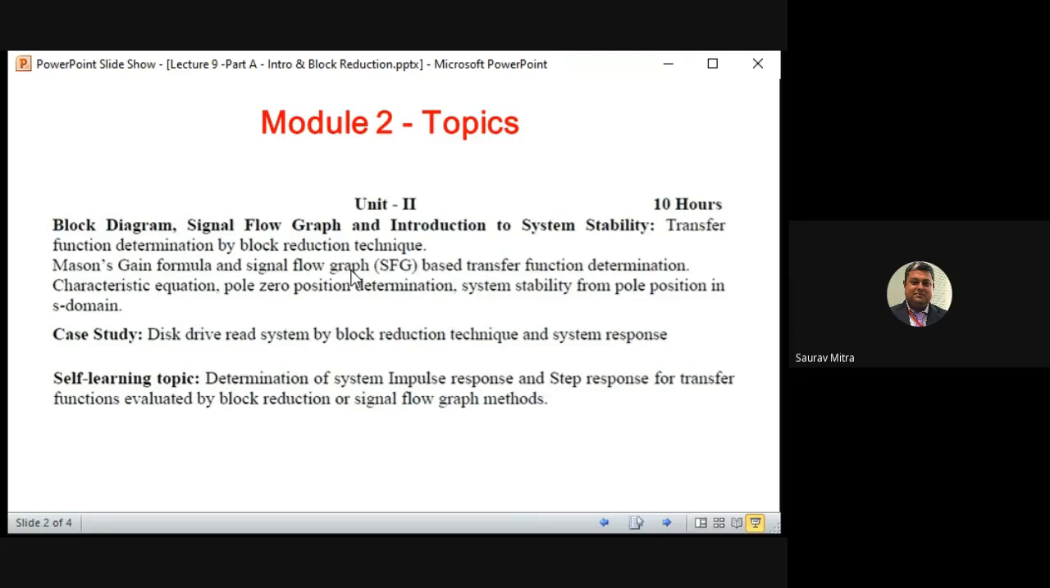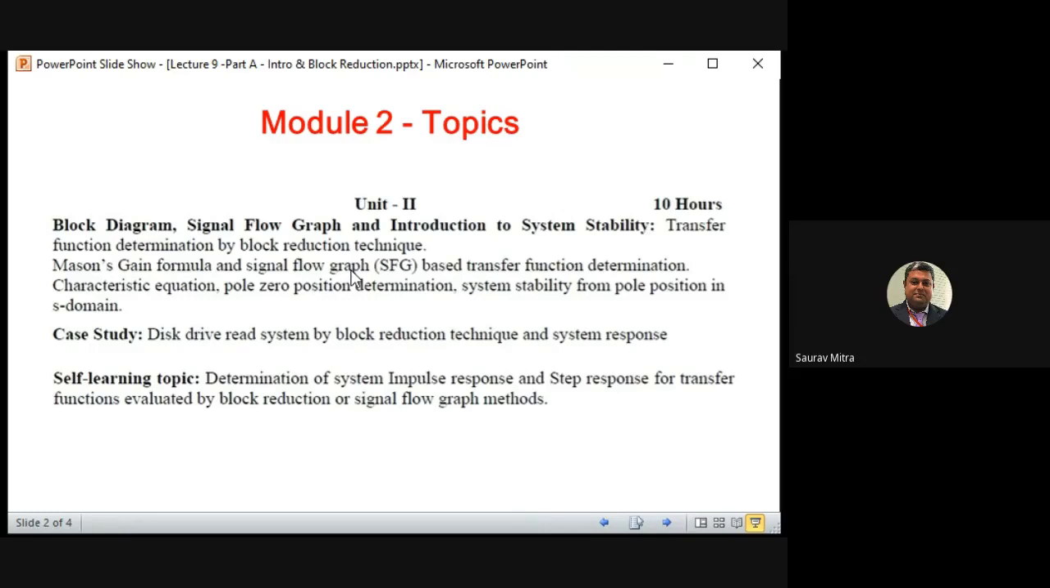And finally, after the signal flow graph and Mason's gain formula or block reduction technique, these are mainly the two topics. Block reduction technique is the first topic. We will solve some 10-15 numericals on that. Then the same numericals can be solved by Mason's gain formula, the signal flow graph. So this is the main chunk of work in the second module for us.